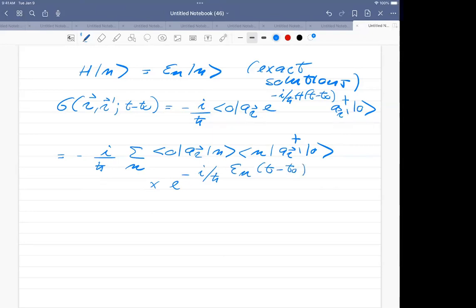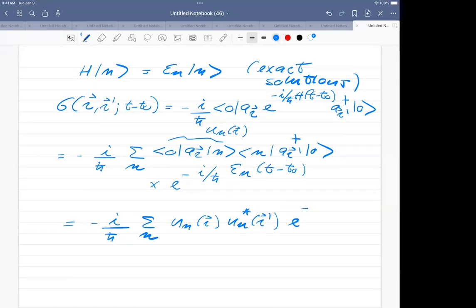And it's common then to rewrite this in a slightly more compact way. So we could now rewrite this as a sum over n. And now I'm simply going to call these functions u_n of r. So I'm going to have a function u_n of r, and then I have a u_n complex conjugate of r prime. And this is multiplied by this propagator, this exponential of epsilon n of t minus t0.